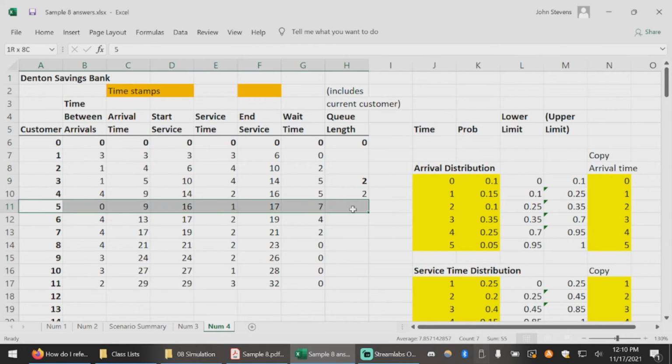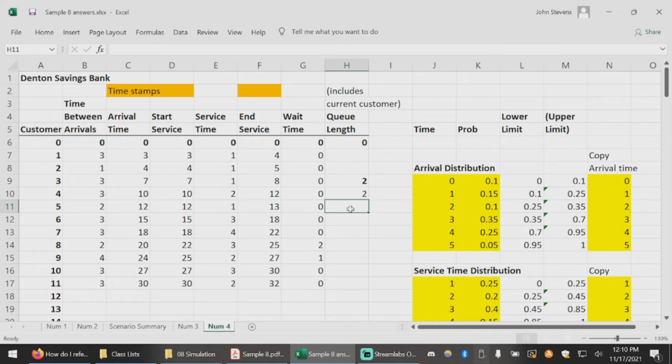Next customer. They arrive at the same time, also minute 9. They can't go. You see their service is later. The previous person's service is later. The one before that, service is later. So now the queue is up to 3.